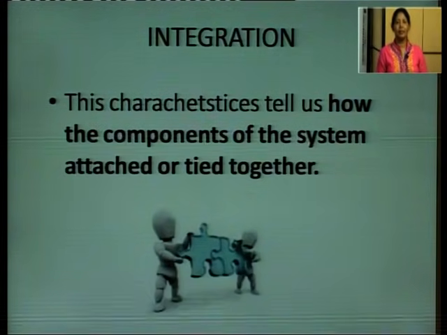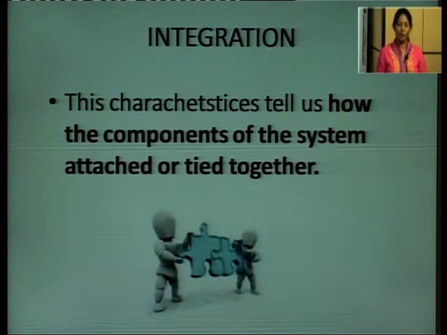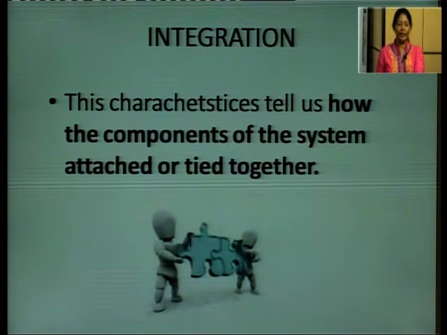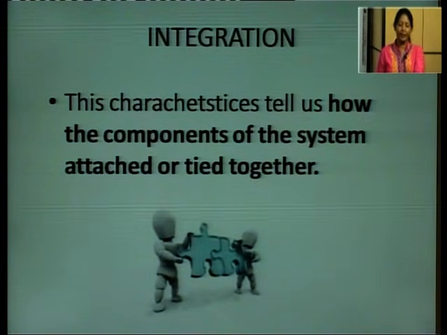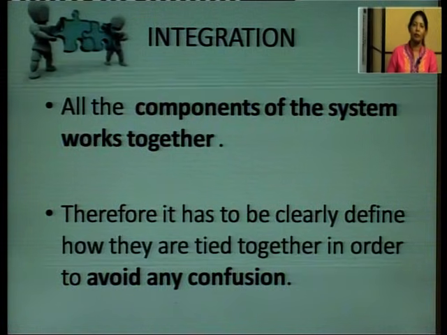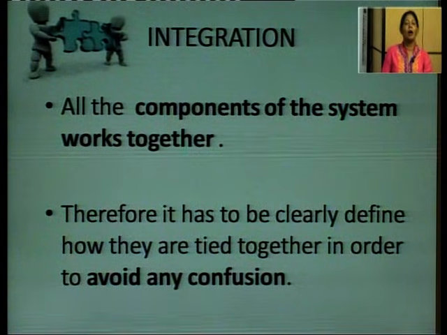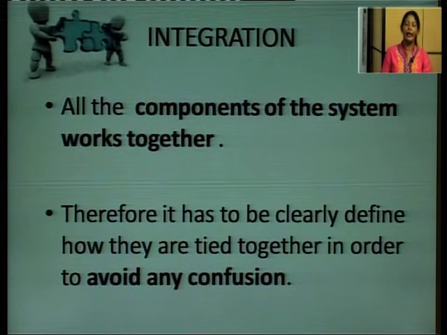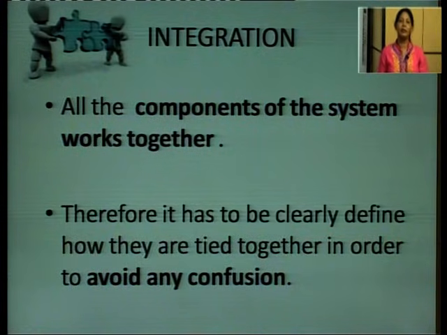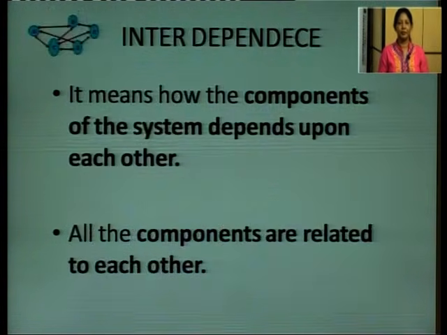These characteristics tell us how the components of the system are attached or tied together. All the components of the system work together, therefore it has to be clearly defined how they tie together in order to avoid any confusion. The target is the common goal, how to achieve it, how they integrate, and how to avoid any confusion.